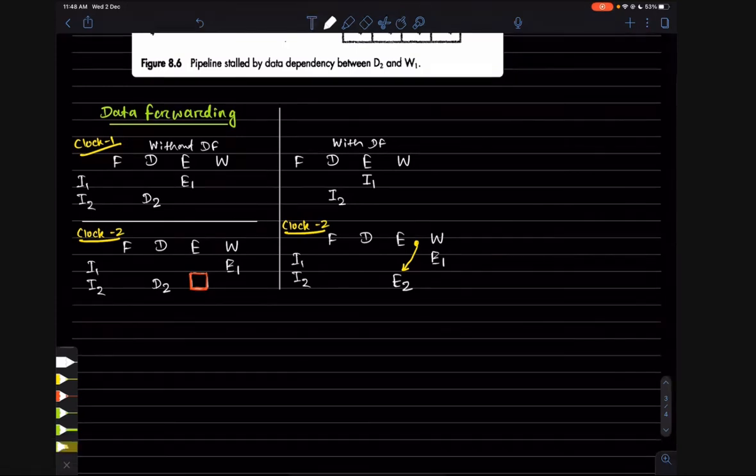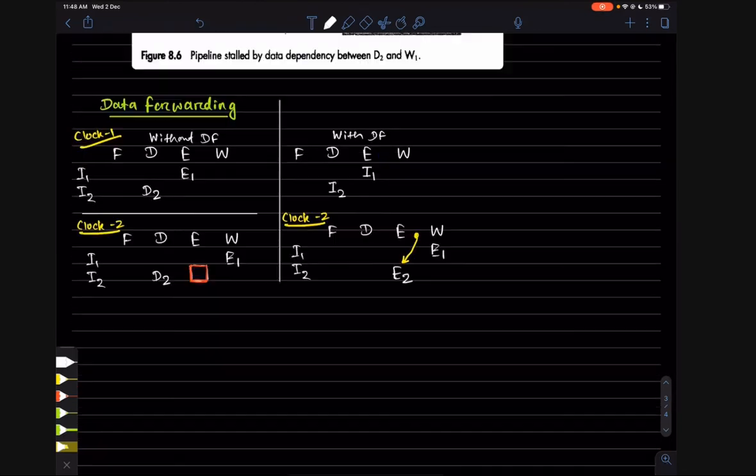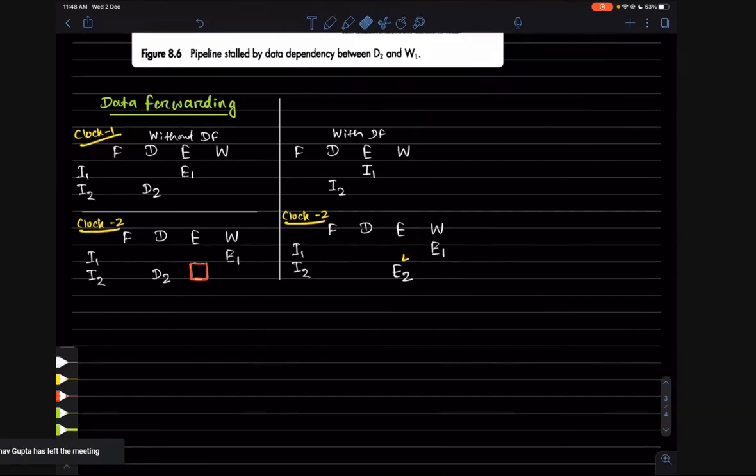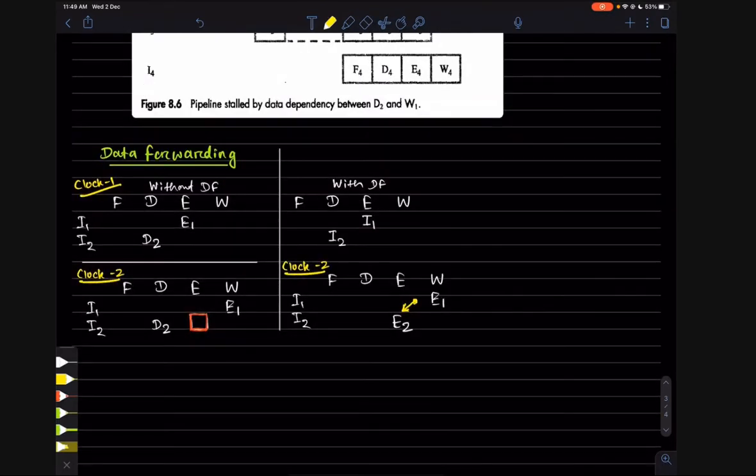We have forwarded the data from the previous instruction to this instruction. That's what data forwarding means: forward the already generated data to the next instruction so that there will be no bubble in this case. Because execution is already over in the previous cycle, just send that result to E2, that means to the next instruction. This is called data forwarding.